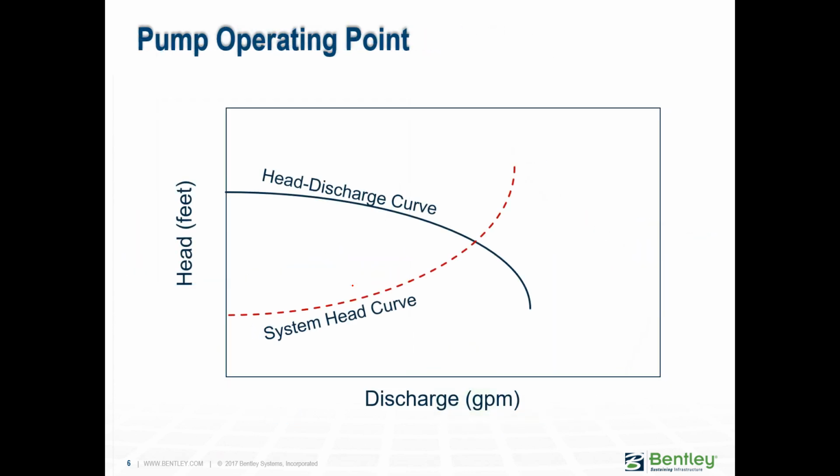And every system is unique, because, again, of the pipe diameters, pipe materials, roughness coefficients, whatnot. All right, and why do we care about those two? Because if we superpose the two, this point right here where they meet is called the operating point.